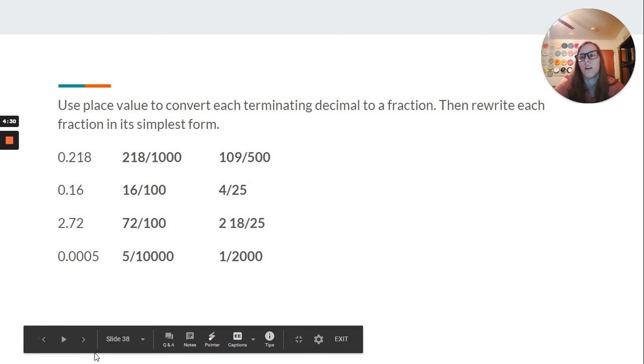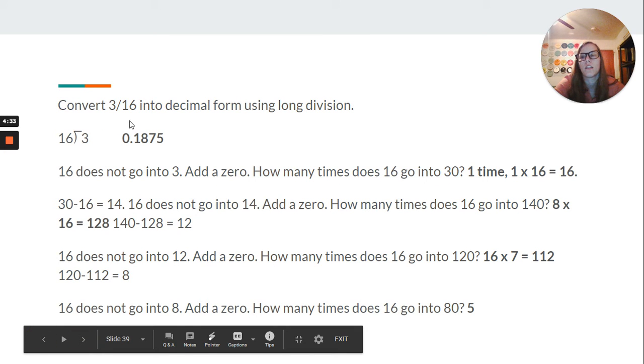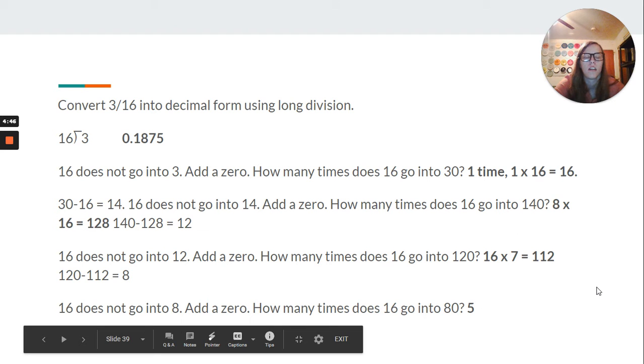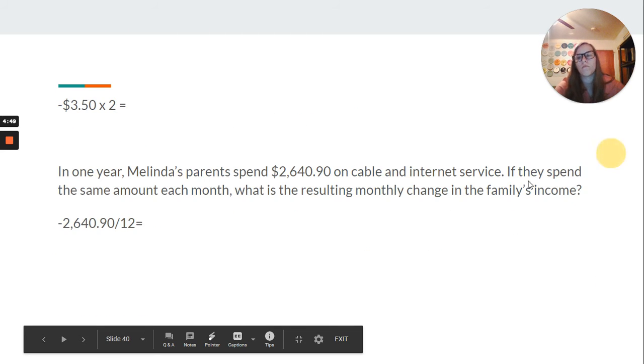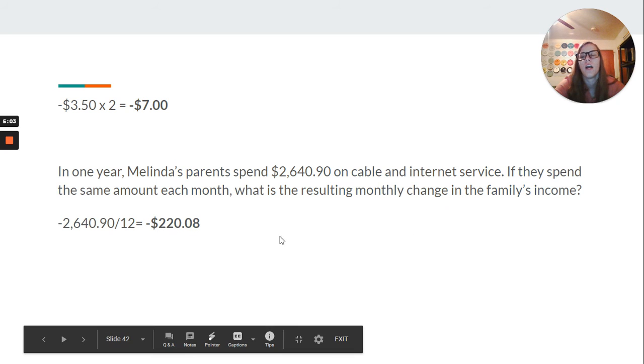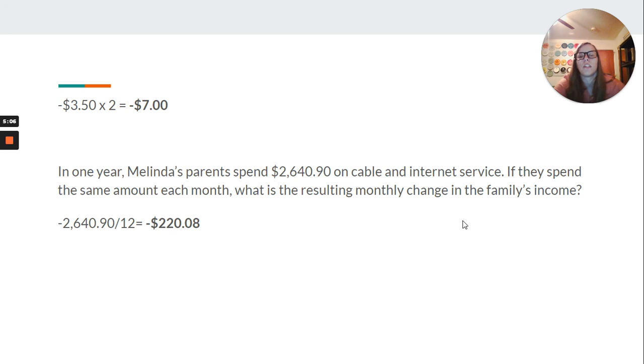Next, went one too far. Convert 3/16 into decimal using long division. So 3 divided by 16 is 0.1875. So it doesn't go into 0. You add a 0 and so on and so forth, and you can read through that if you need to check. -350 times 2 is -$7. In 1 year, Melinda's parents spent $2,640.90 on cable and internet, they spend that much each month. What is the resulting monthly charge? $220.08 is the monthly charge, but the change is negative $220.08.